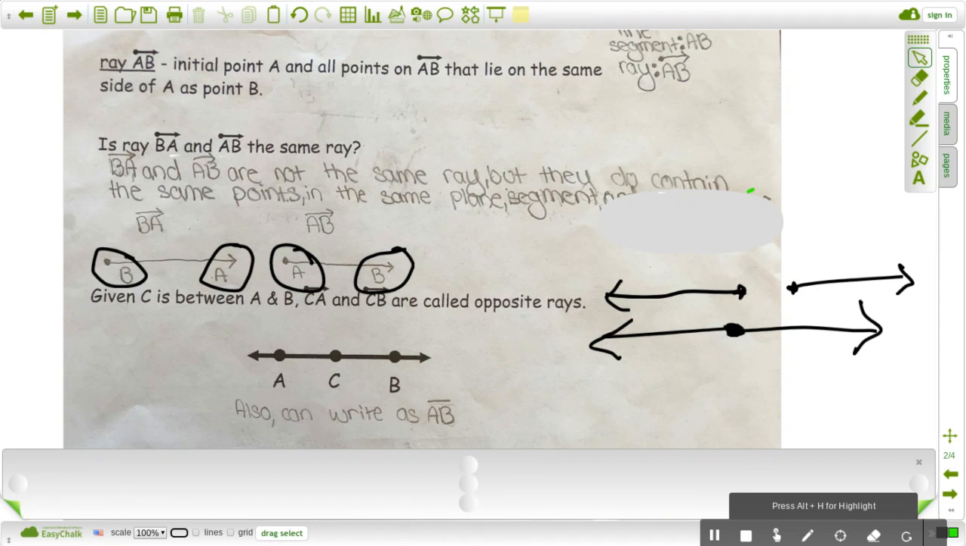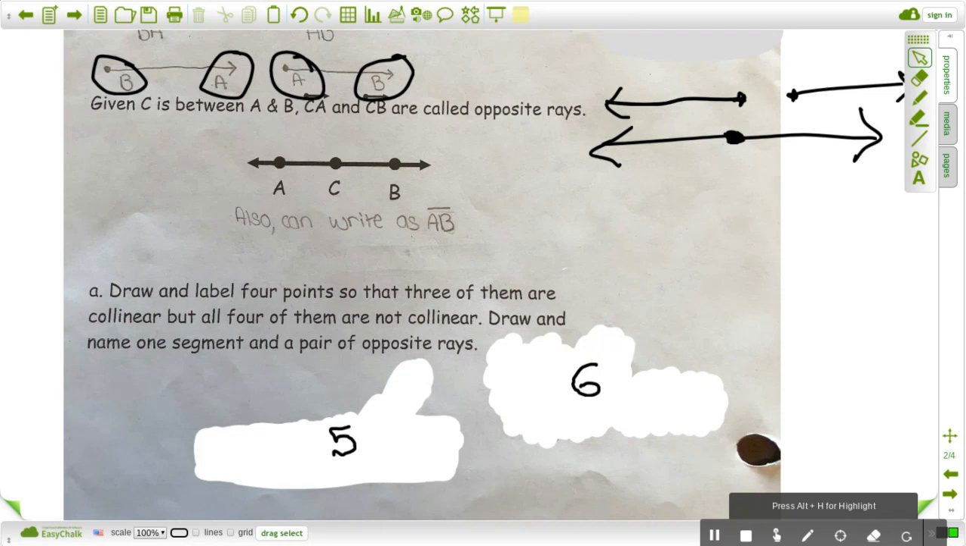It would be helpful. So the next exercise I have for you guys is draw and label 4 points so that 3 of them are collinear, but all 4 of them are not collinear or non-collinear. Draw and name one segment and a pair of opposite rays. So if you draw it, it would look something like this.